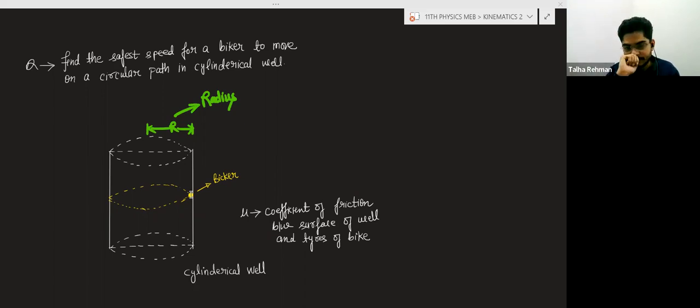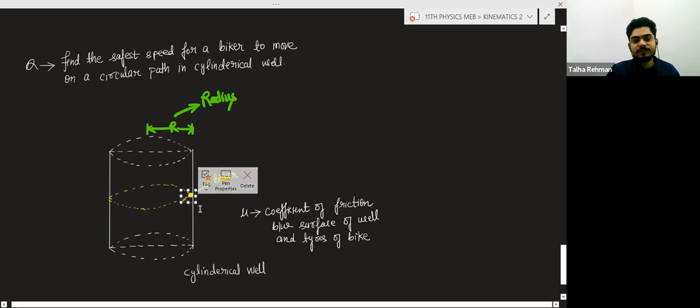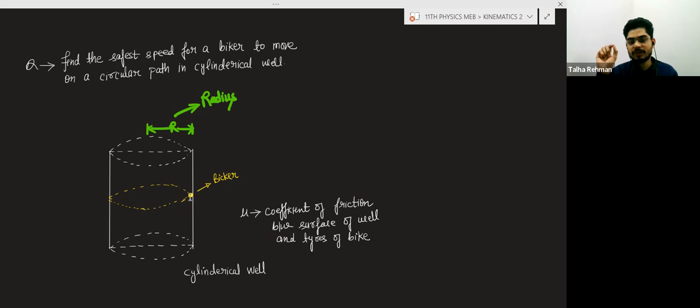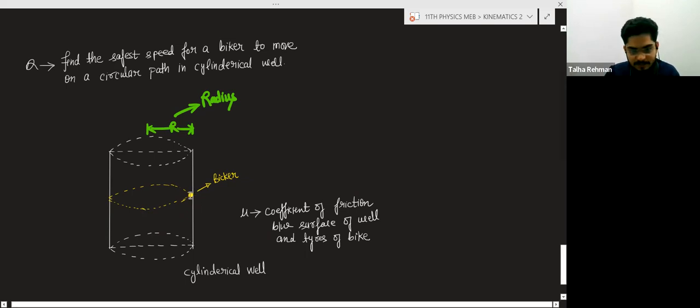You will say that the size of the biker is very small. But in physics we always take a point size. For a bus also we will consider a point. So suppose this is the biker, and this biker is moving in a circular path like this.